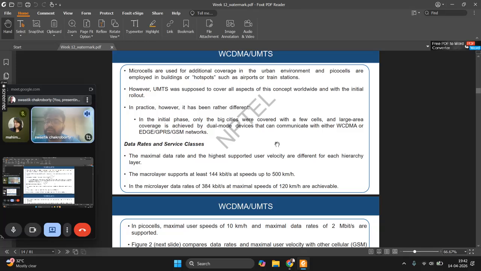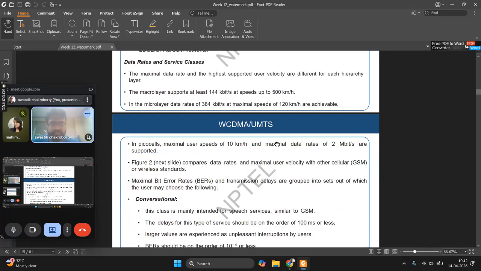Now here in 3GPP, this 10 Mbps that I am saying is of course too much for 3GPP. 3GPP was in kbps. So in 3G, the macro layer supported at least 144 kbps, and the micro layer supported 384 kbps.